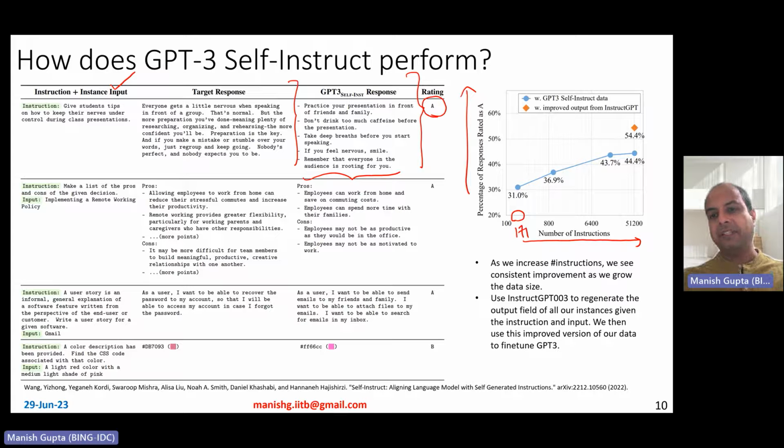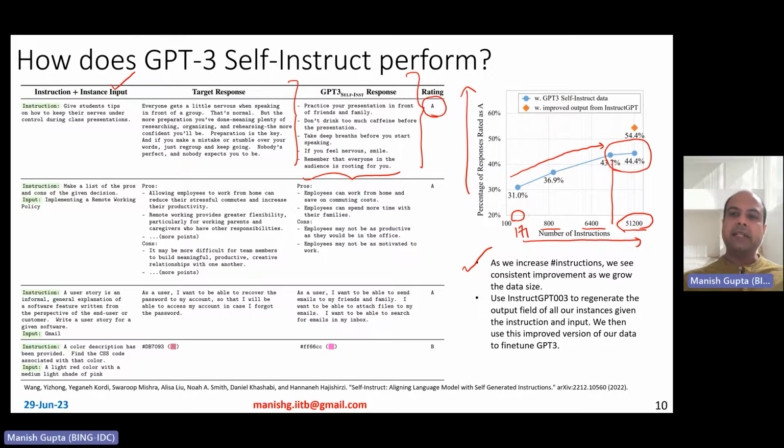And then they increased the number of examples to 800, 6,400, 51,200, their overall set. What you observe is that as you increase the number of instructions, there are consistent improvements as we grow the data size. However, it flattens here, essentially saying that if you have just this many instructions, that is also good enough. You probably don't need to generate more self-instruct instructions.